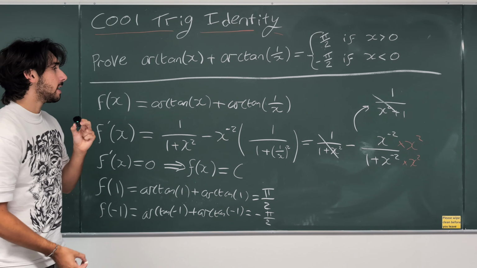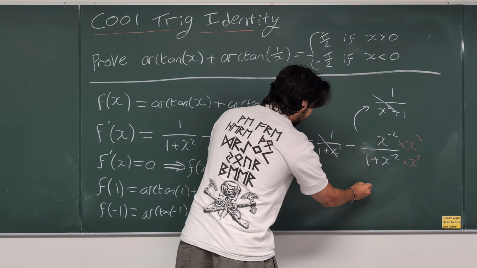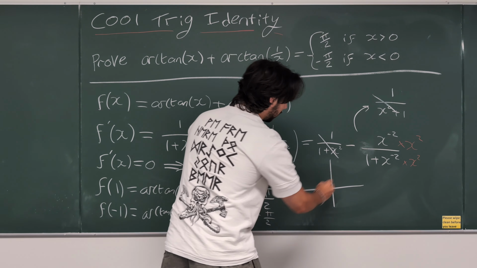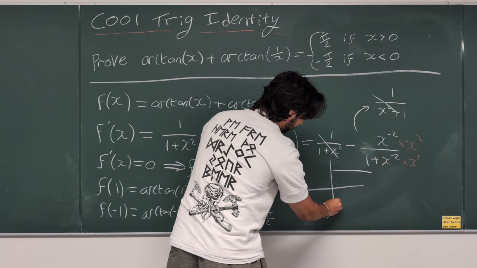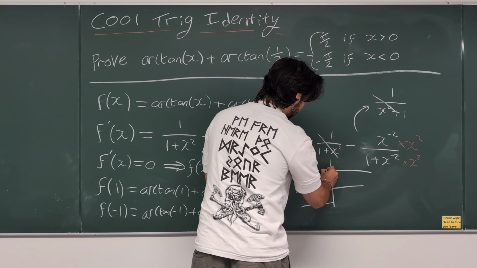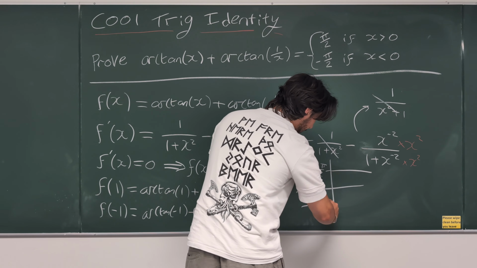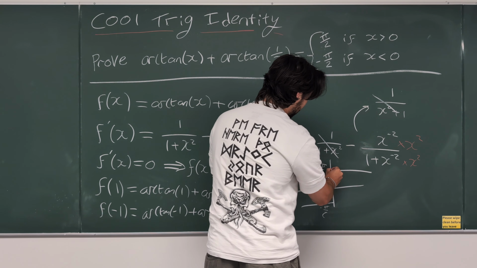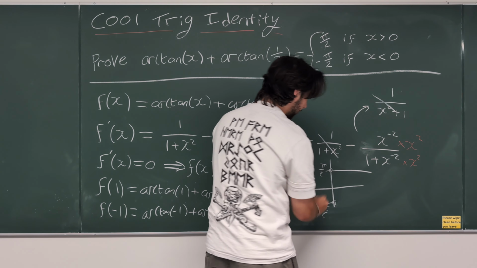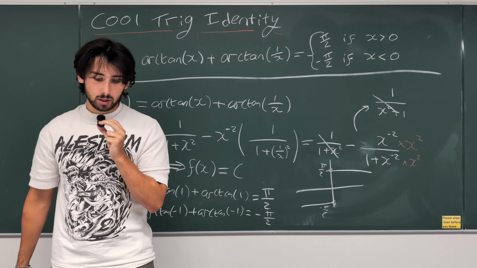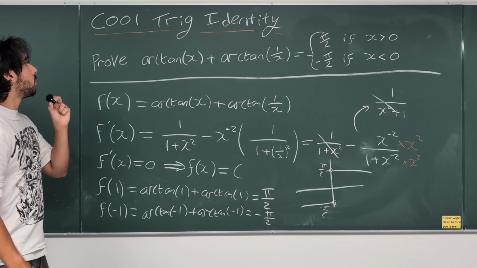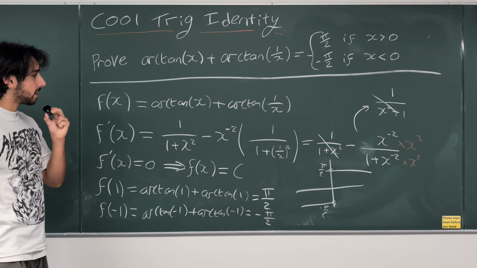You can see that the graph is going to basically look like this. That's kind of what it's going to look like. And this is pi over 2, and this is minus pi over 2, and there's a discontinuity there and there. Like it's not defined for 0 when x is 0. So that is the idea behind the cool trig identity.